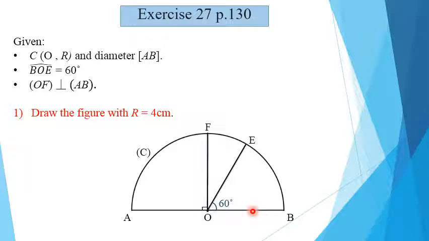BOE equals 60 degrees, so put the protractor here on the vertex O. Put the 0 on this side and count to reach 60 and plot point E. OF perpendicular to AB. And the radius here is 4 centimeters. So AO equal OF equal OB equal 4 centimeters.